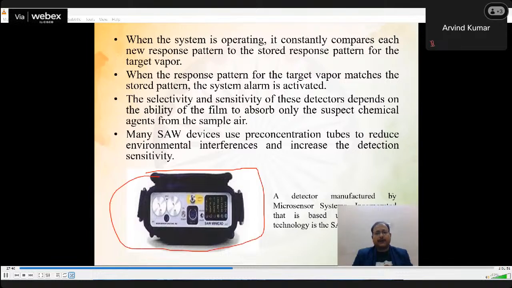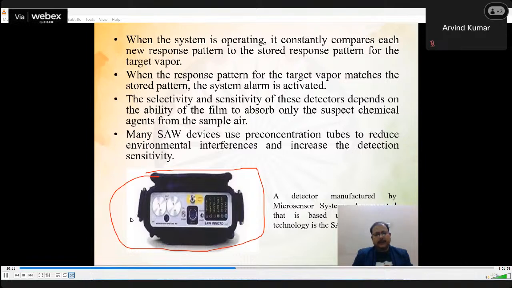A detector manufactured by Microsensor Systems Incorporated that is based on the SAW technology is the SAW Minicat 2, its name. So you can easily see that there are certain systems utilizing this type of microsensor technology.